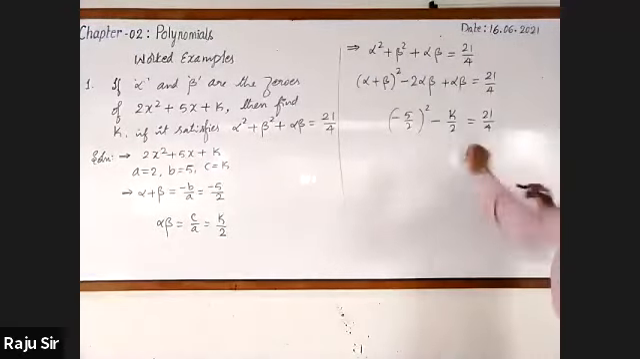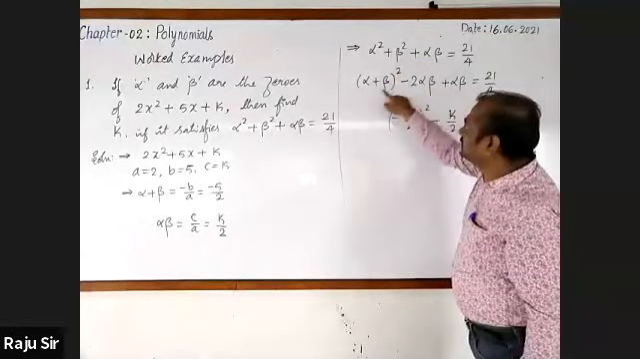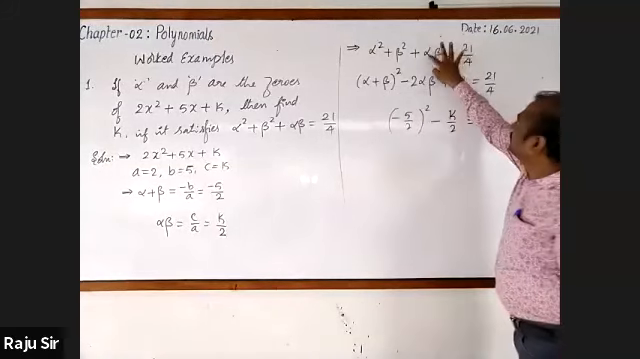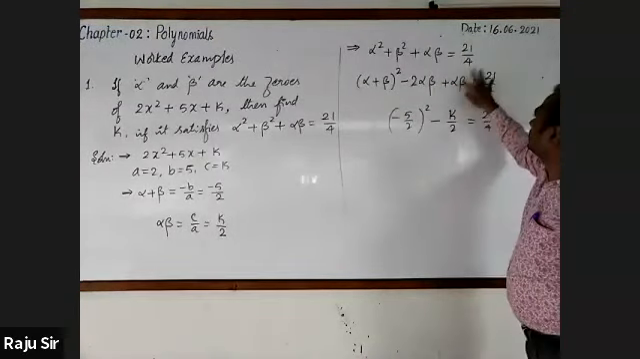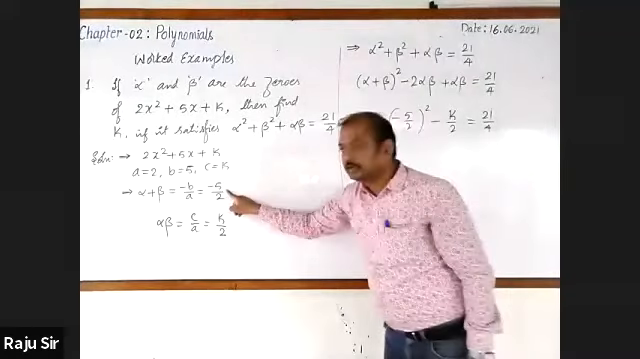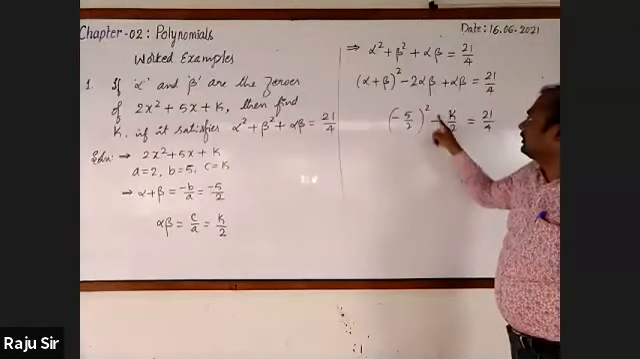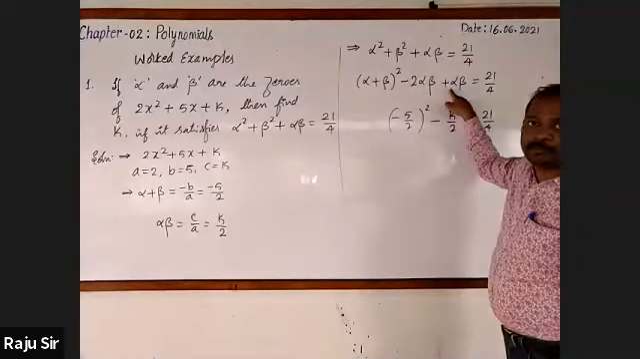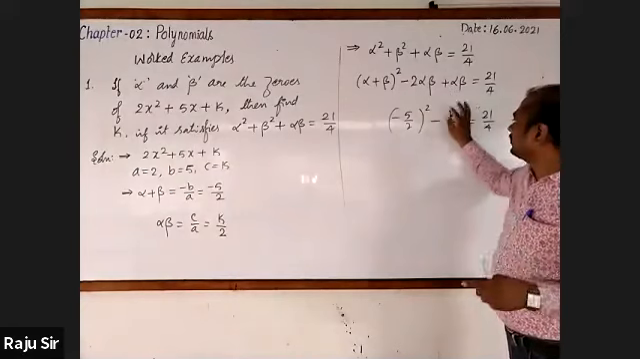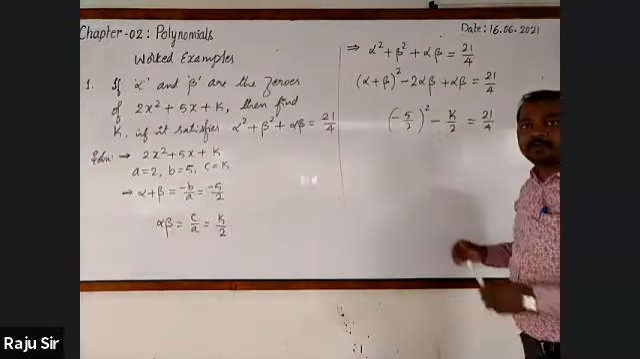Once again, alpha square plus beta square is written as alpha plus beta whole square minus 2 alpha beta. Then plus alpha beta is written as it is, equal to 21 by 4. In place of alpha plus beta, I have to take minus 5 by 2, whole square. Next, minus 2 alpha beta plus 1 alpha beta is minus 1 alpha beta. So minus 1 alpha beta is k by 2. That has been written.